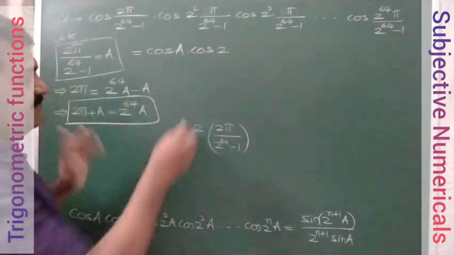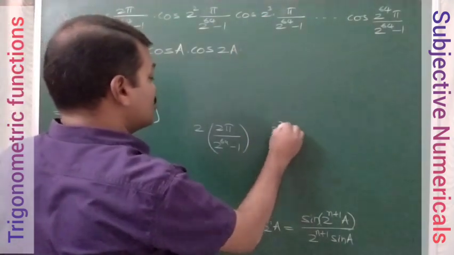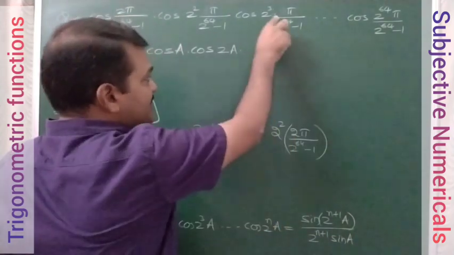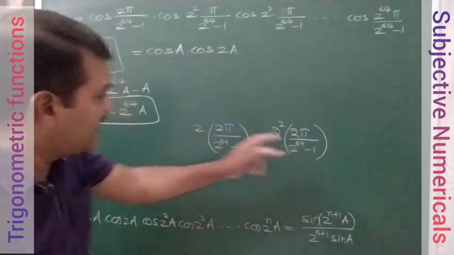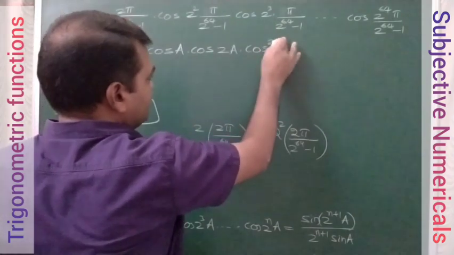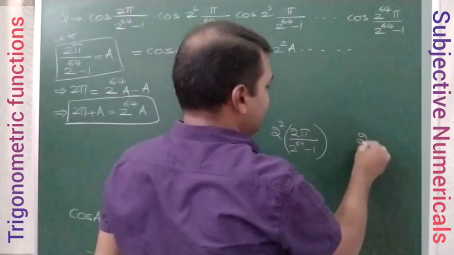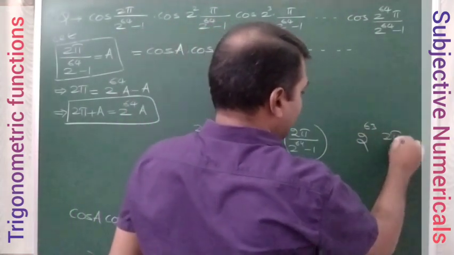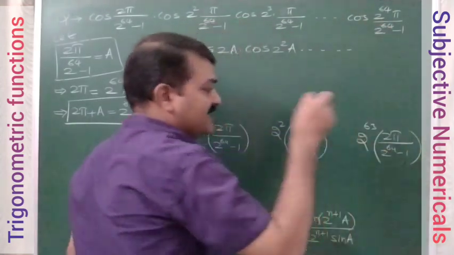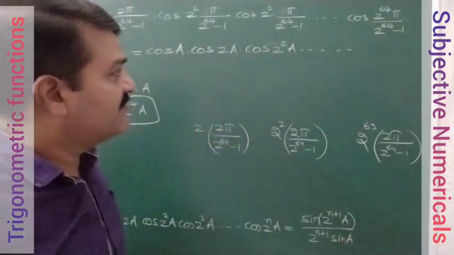So 2 into A. For the next one, we will write this as 2 square into 2 pi by 2 power 64 minus 1 for the next term. This term will be written like this, and this is A we have taken. So 2 square into A will come for the next term. Proceeding like that, the last term will be written as 2 power 63 into 2 pi by 2 power 64 minus 1. Whereas this is A, so 2 power 63 into A for the last term.